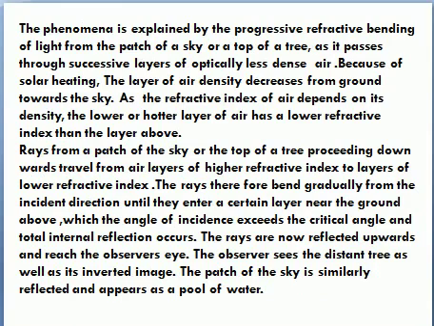The phenomenon is explained by the progressive refractive bending of light from a patch of sky or from the top of a tree as it passes through successive layers of optically less dense air. Because of solar heating, the density of the layers of air decreases from the ground towards the sky. So as you are moving from the ground towards the sky, the density of the air does what? Increases because of solar heating.